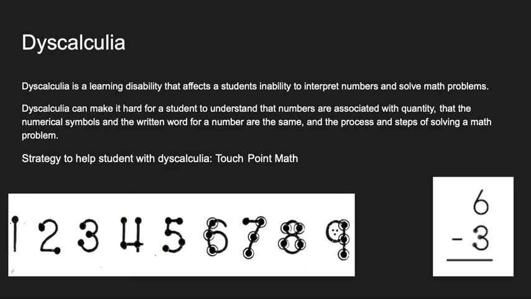So for touchpoint math in a subtraction problem like this one, we're going to subtract 3 from 6 using touchpoint math. So with 6, you start with 6 and you're taking away 3. So you count 6, 5, 4, 3. You take away the 3 points and it brings you down to 3. So 6 minus 3 equals 3.